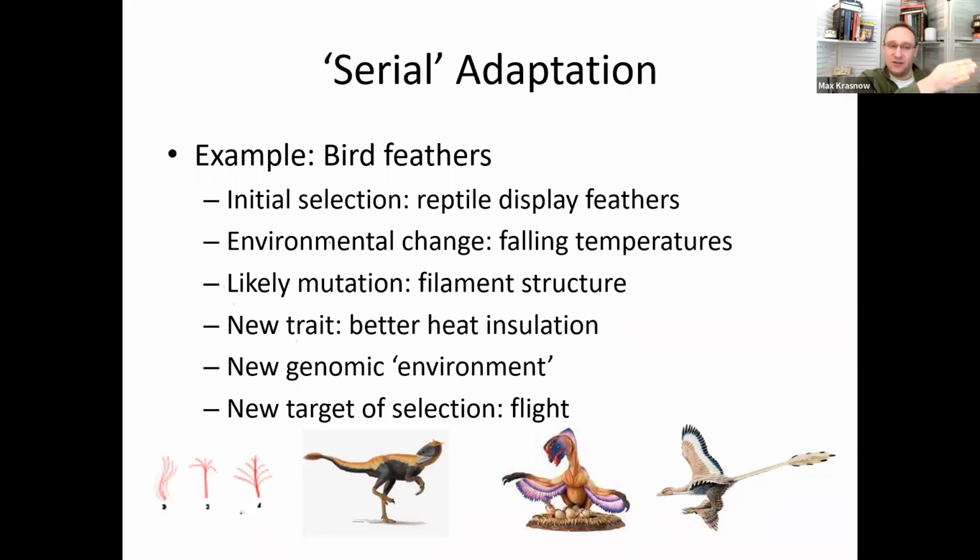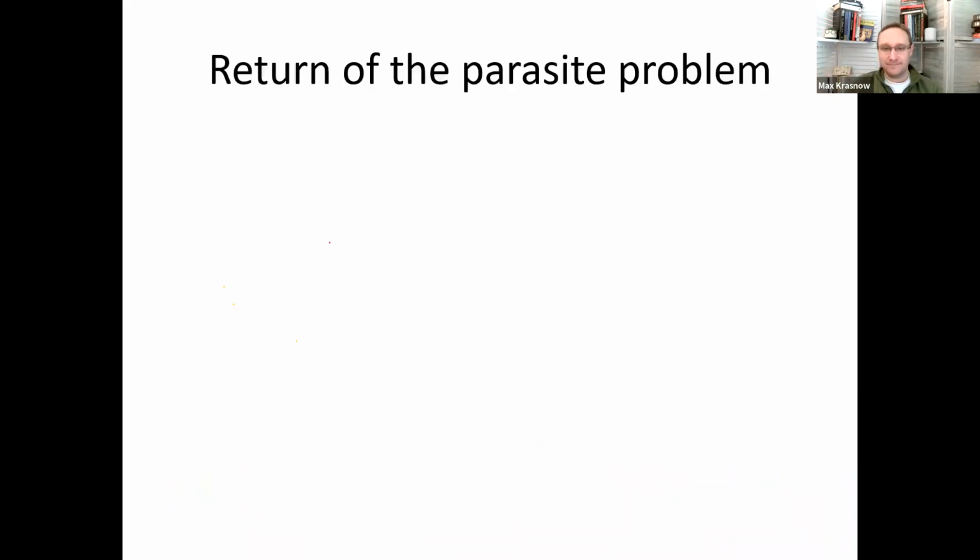So we go from selection for display to selection for trapping heat to selection for flight. Each of the steps along the way, as an adaptation, that gives us a plausible story of how you could go from a creature that didn't have feathers and didn't fly to a creature that does have feathers and does fly. So that solves that problem. We have some clear paths as to how complex adaptations can evolve, even in sexually reproducing species. Genes for adaptations have to be universal.